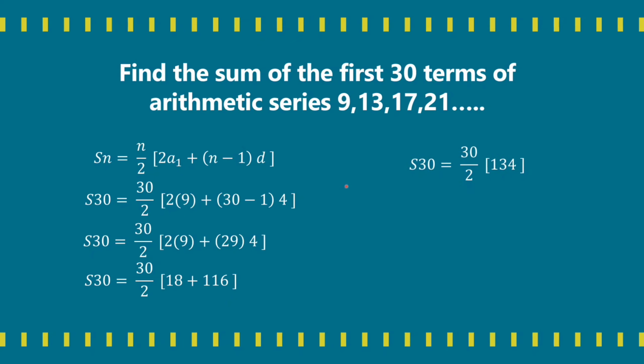So now, S sub 30 is equal to 30 over 2, because 18 plus 116 is 134. So 30 over 2 times 134. So our S sub 30 is equal to 15 times 134, because 30 over 2 is 15. So the sum of the first 30 terms, S sub 30, is 2010.